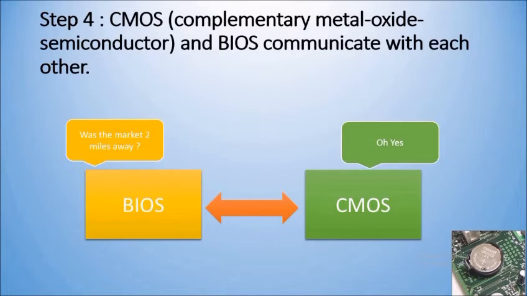So in step 4, what it does is the BIOS and CMOS talk back to each other to ensure the device is in place. For example, it will check that the device is there, and that before the device was there and now the device is there. So it will check like this.